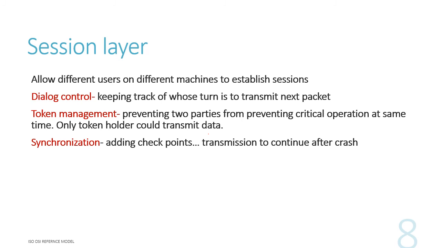Normally, in a good network system, only a token holder can transmit data, but these tokens should not be kept by the same node for a long time. So, preventing two parties from entering a critical operation at the same time and preventing too many nodes from keeping tokens for a long time is a functionality of the session layer. Synchronization is another functionality of the session layer, where checkpoints are added, and these checkpoints can be used to recover transmission after a crash.